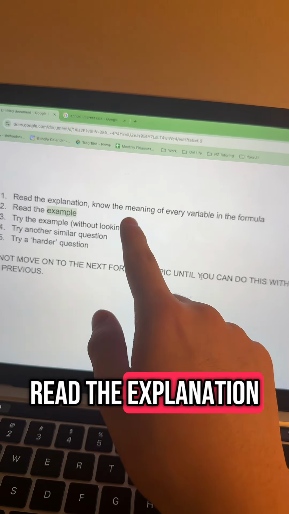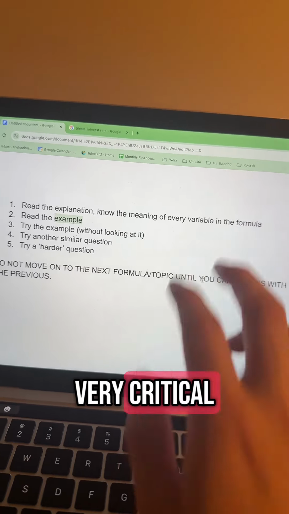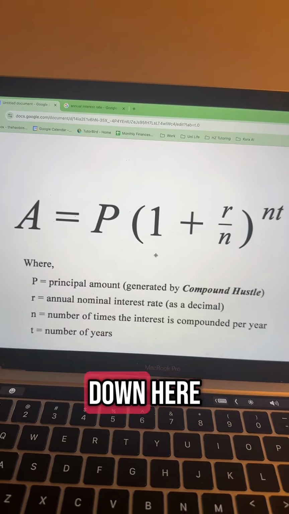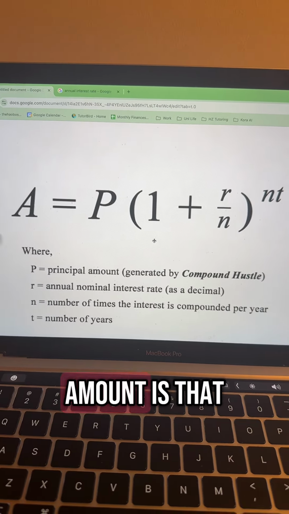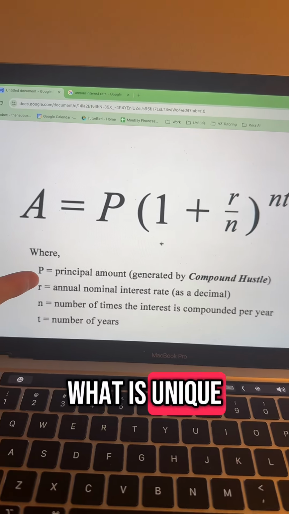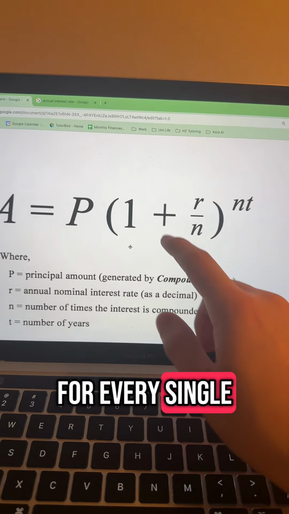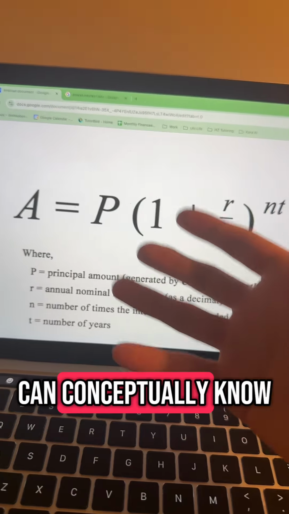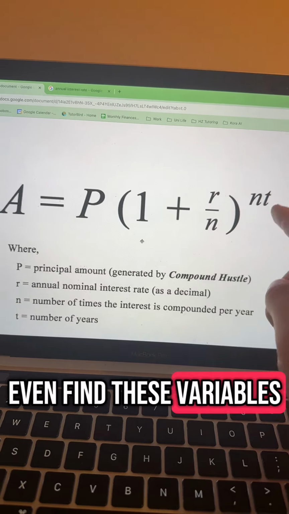Firstly, read the explanation and know the meaning of every variable in the formula. And this is very critical. For example, let's take a look at this formula down here. Do you know what P stands for? What is principal amount? Is that the original amount? What is unique about P? Where would you find P on a question? And do that for every single variable until you can conceptually know, if I'm looking at a question, where do I even find these variables?